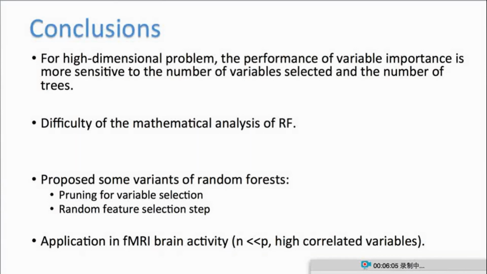In the discussion part, the author proposed two ideas about the variance of random forest. The first one is whether pruning can be used for variable selection of random forest. The second one is about the random feature selection step. At the end of this paper, the author talked about the application of this variable selection method in fMRI brain activity classification, which is a situation of high dimension with lots of highly correlated variables.